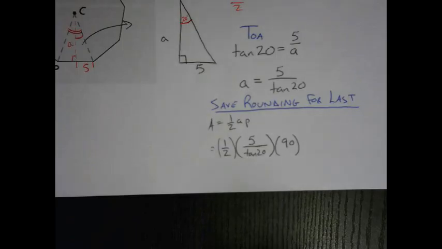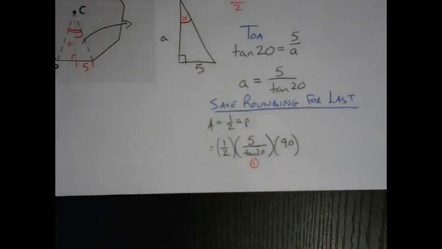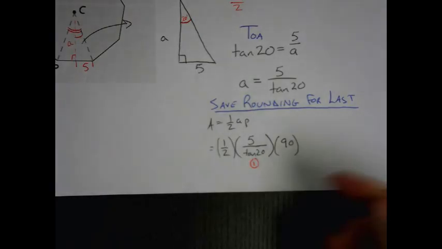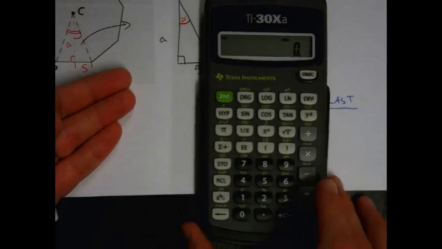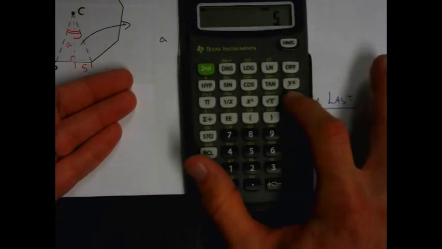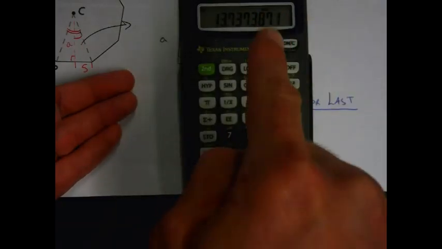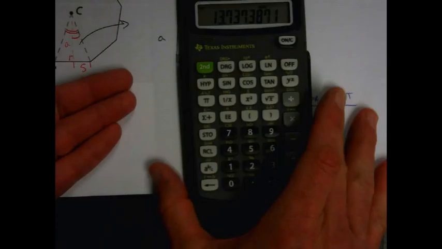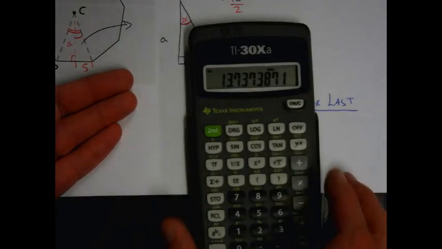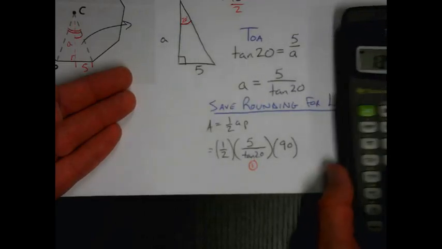So how am I going to do this? I'm going to enter my most complicated thing first. So 5 over the tangent of 20. That's what I'm going to enter in my calculator first. So I have my calculator. I'll have 5 divided by 20 tan equals. So this is my apothem, right? 13.7373 and so on. That is my apothem. But I'm not going to do anything in the calculator. I'm going to keep going.